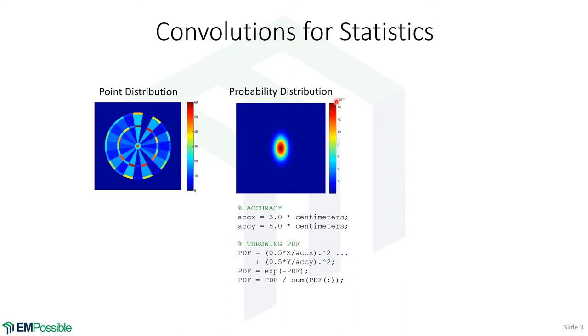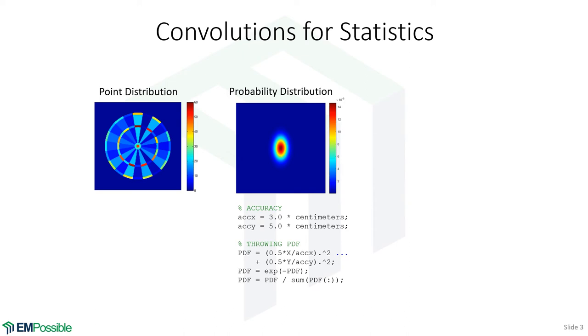Now notice how small the numbers are here. That's because if I add all of this up, I will get one. And that's important so that when I do this point by point multiplication and then add it all up, I'll get a meaningful score number. And so in MATLAB, here's how you could calculate this probability distribution function given your accuracy up, down, and left and right.